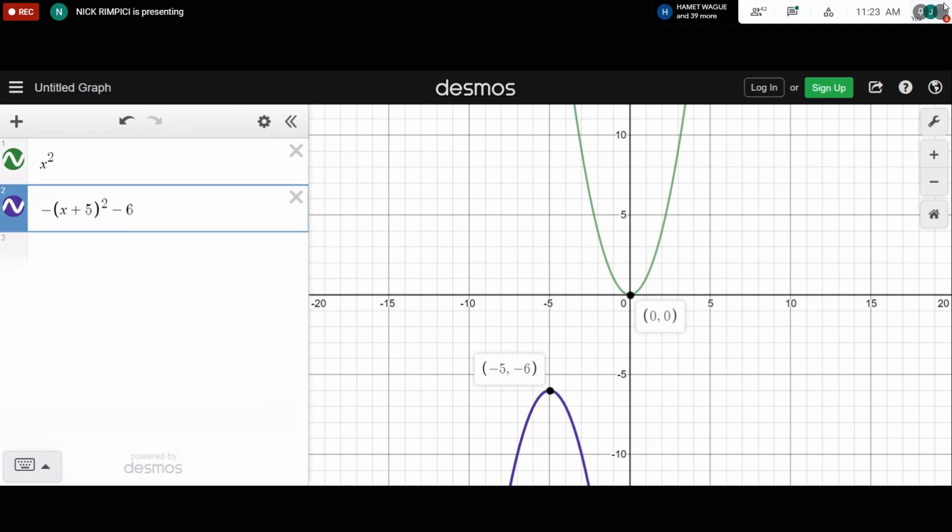Anybody want to just briefly talk about what happened? Somebody want to tell me what they say? What's happened? Yes. Reflection over the x-axis and then 6 units down.